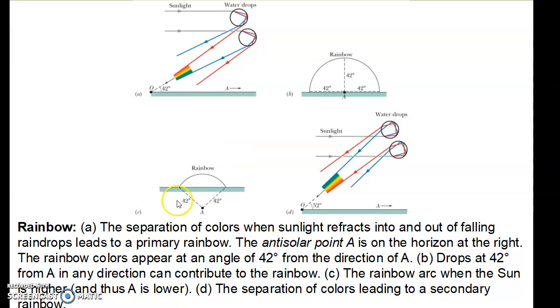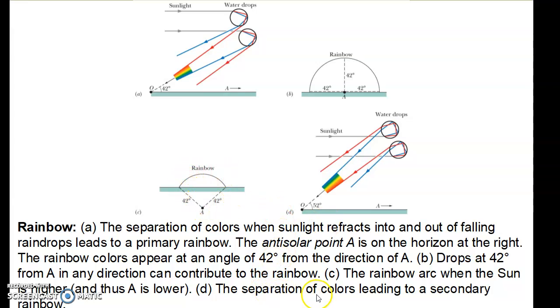The separation of colors when sunlight refracts into and out of a falling raindrop leads to a primary rainbow. The anti-solar point A is on the horizon at the right. And the rainbow colors appear at an angle of 42 degrees from the direction of A. Drops at 42 degrees from A in any direction can contribute to a rainbow. That's in part B there. The rainbow arc is different when the sun is higher and thus A is lower. That occurs in part C over here.